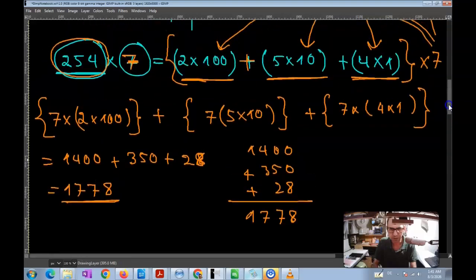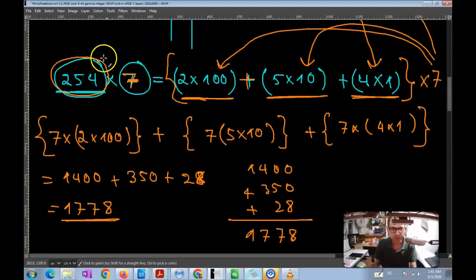So based on this example, you can see that a number like 254 is nothing but essentially a 200, a 50 and a 4. Which means that if you had a 4, a 50, and a 200, and you put the whole thing together, you would get 254, right? So that's basically this operation over here.